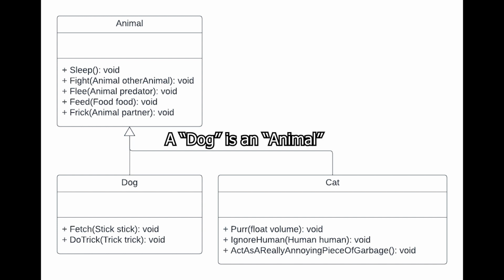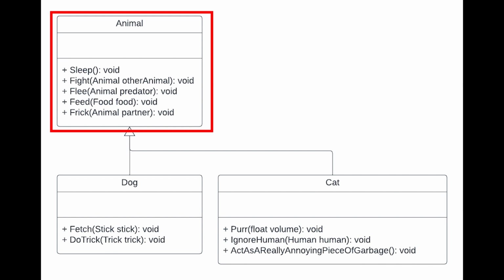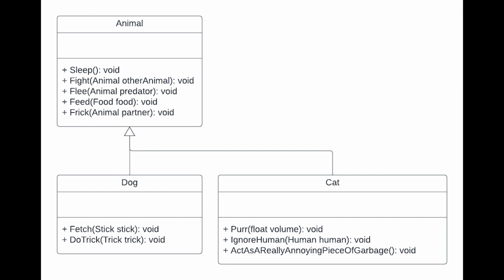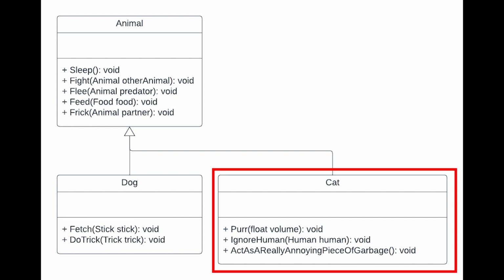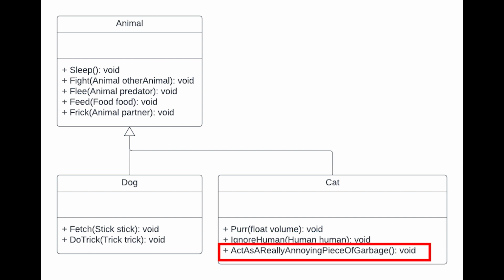A dog is an animal, or a cat is an animal. Cats and dogs share a lot in common, i.e. as animals, they sleep and perform the four Fs. Fight, flee, feed, and mate. But cats and dogs have things they do uniquely. Dogs can fetch and do tricks. Cats like to purr and ignore humans and wake you up at 2 a.m. when you have work at 6 a.m. the next day.